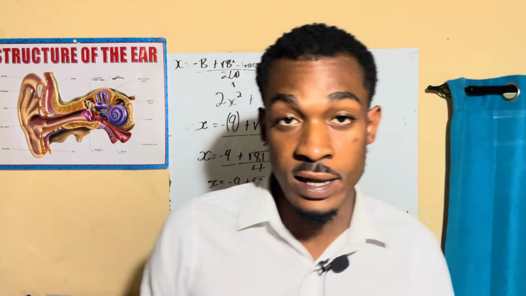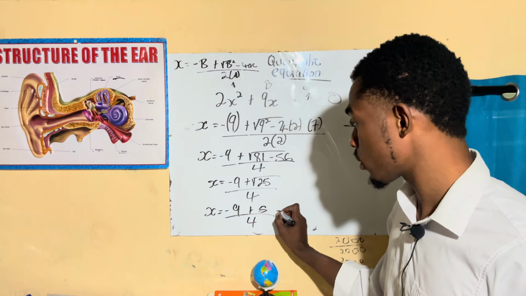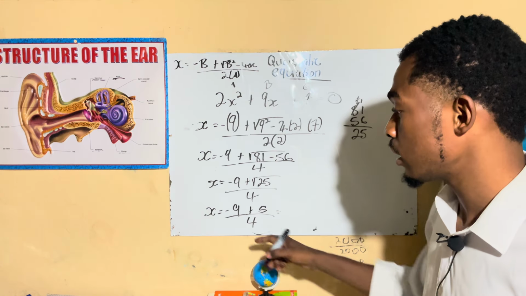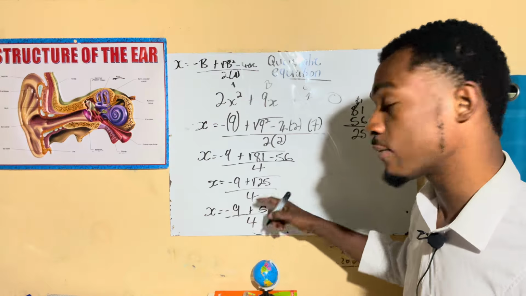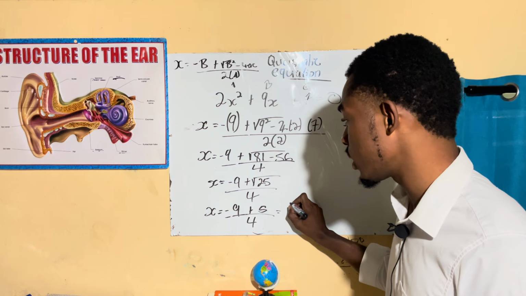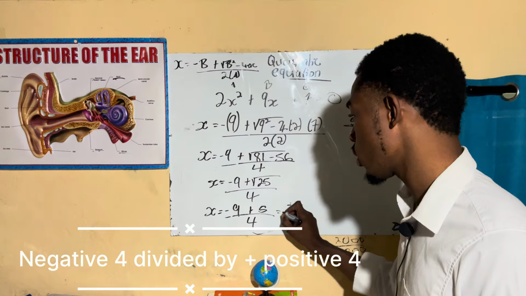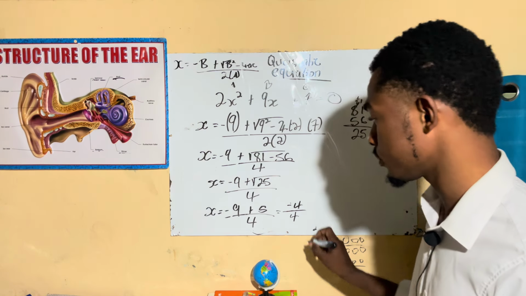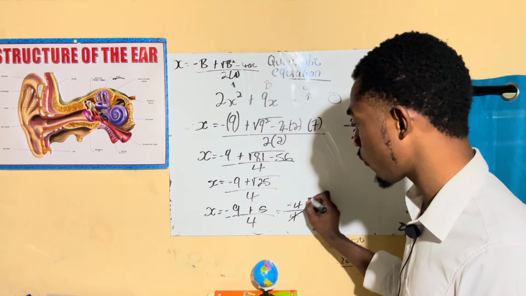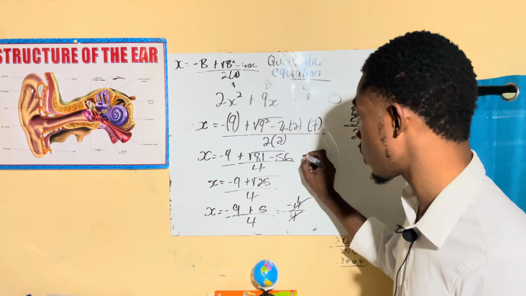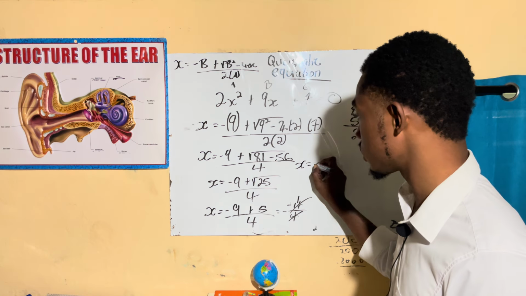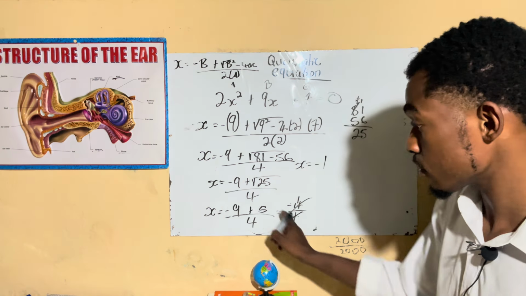Now we have negative 9 plus 5 right here. If we borrow 9 things and now we get 5, we're going to be left with negative 4 over 4. Negative 4 into 4 goes 1 time, negative 1. So x equals negative 1.